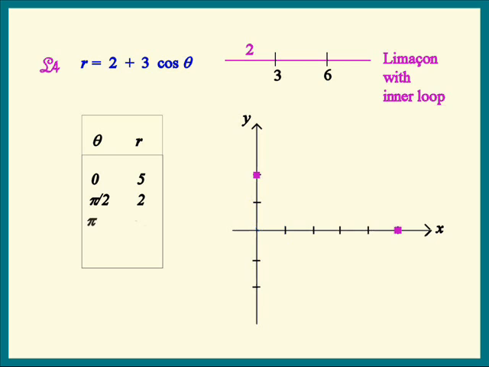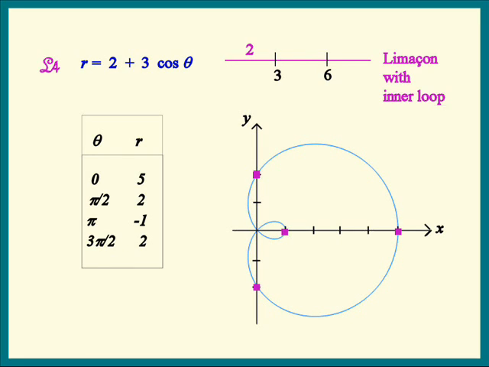When theta is pi, cosine pi is negative 1. R is 2 minus 3. We get negative 1. Look what happens. We get the point over there. That's going to be the end of the inner loop. When theta is 3 pi over 2, cosine of that is 0, r is 2. There it is.